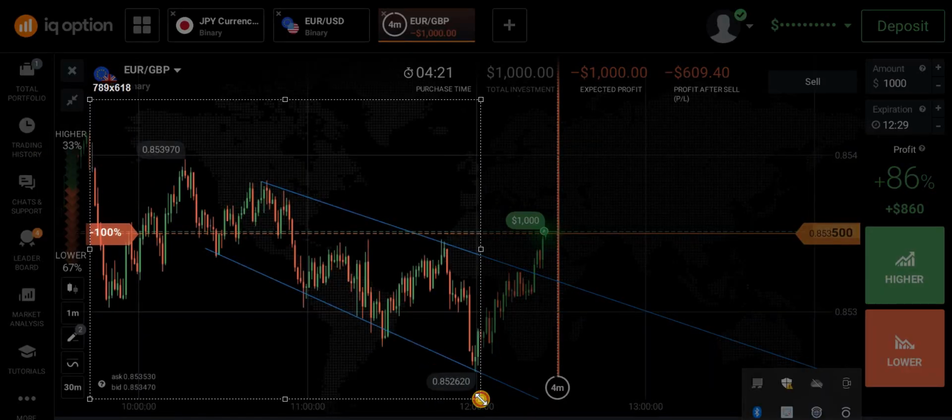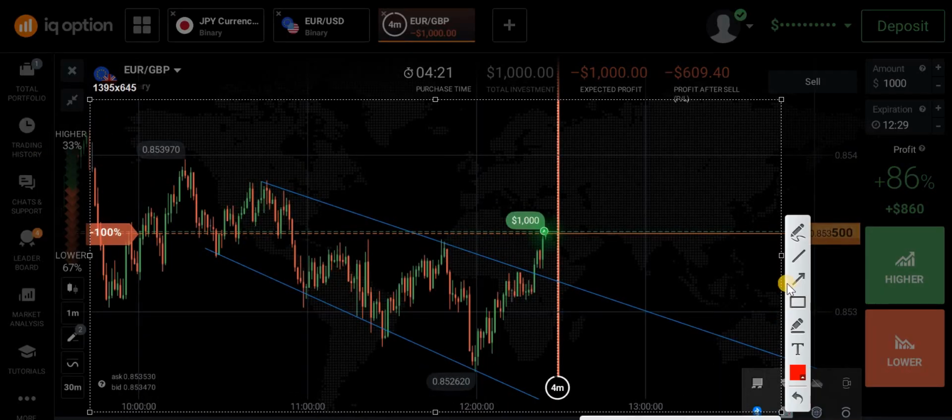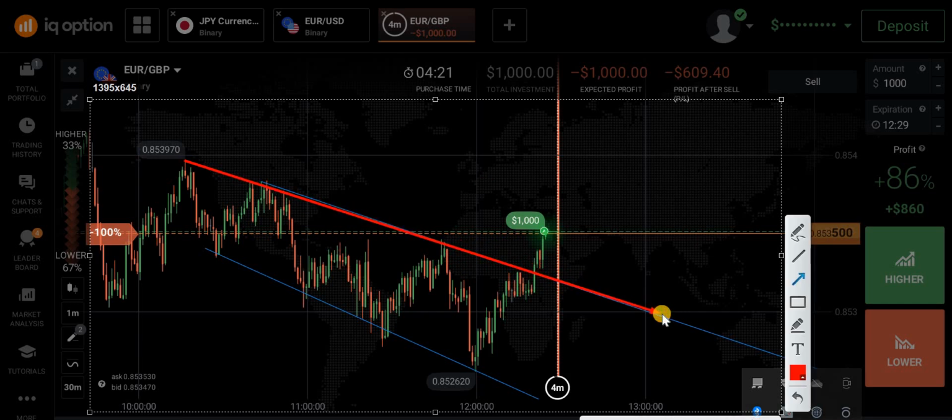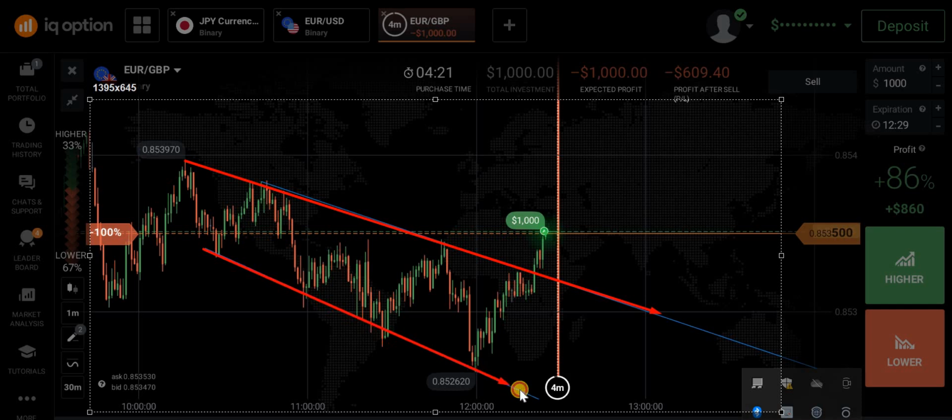As you can see, this is a trend line that has formed over time. You see the trend line starting from here. This is a trend line. And again, this is the support, and this is the resistance.